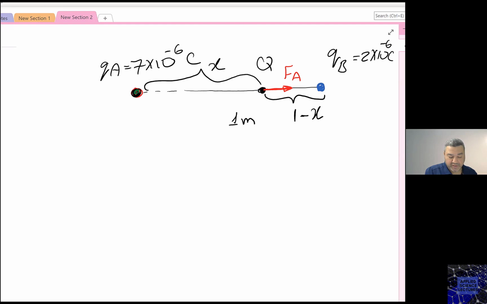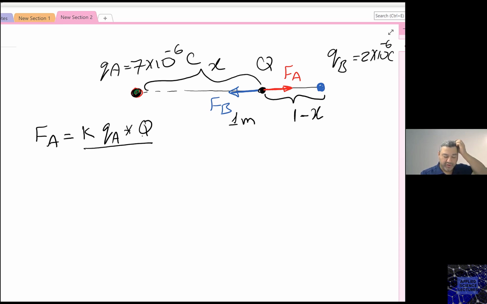And this one as FB. And now I will calculate FA. FA equals K QA. Q1 here is QA times Q divided by R squared, which is X squared.